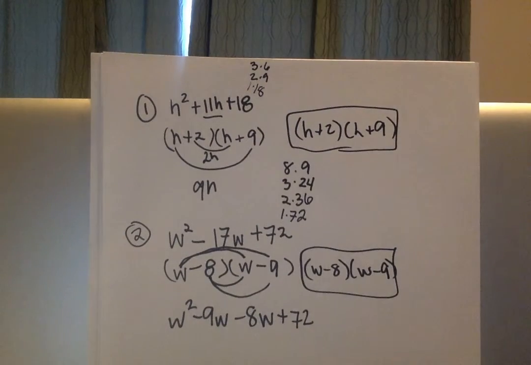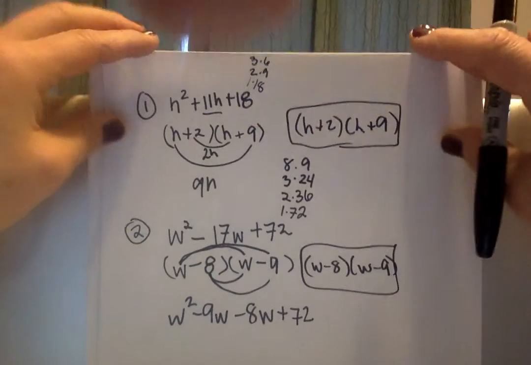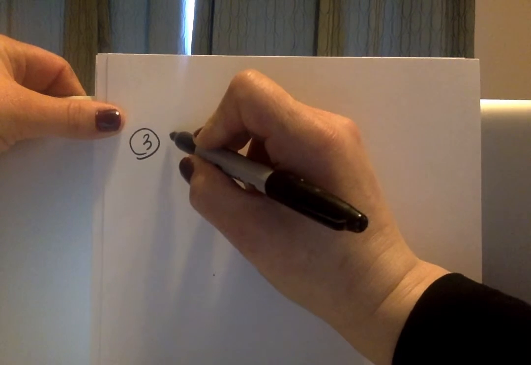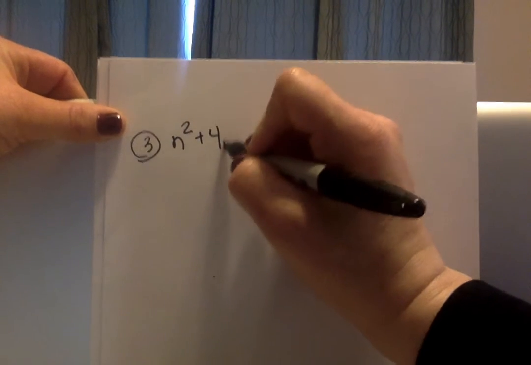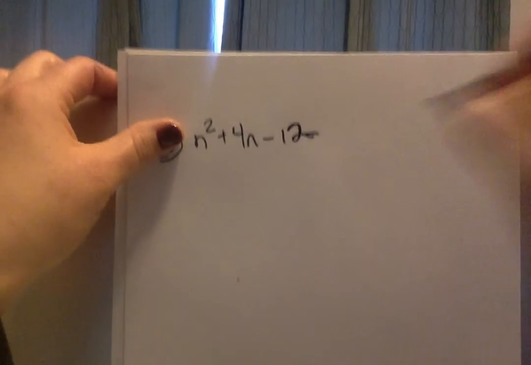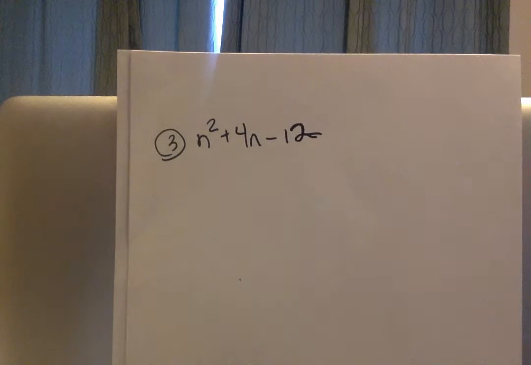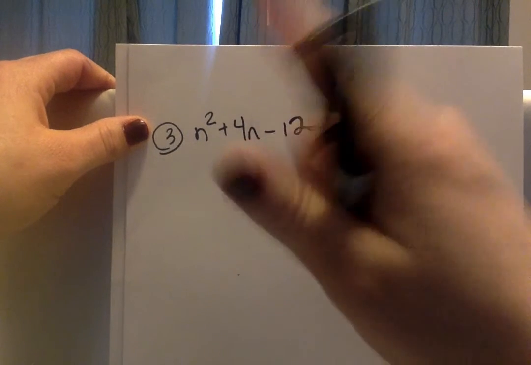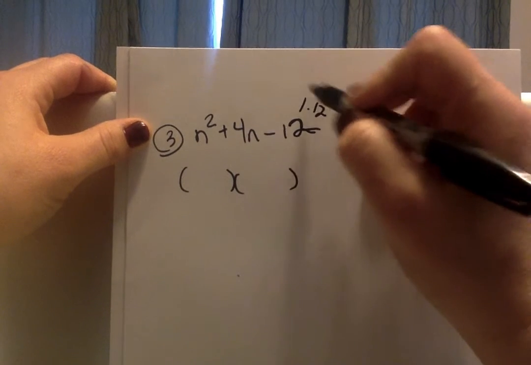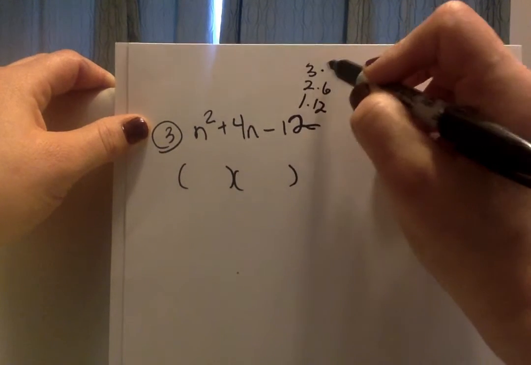Okay, so next problems. This one we didn't get to on notes, but we're going to do it when there's a negative sign at the end. So for number 3 on our notes today, we're going to have n squared plus 4n minus 12. And from there, this is a 12, sorry, it's kind of messy. Okay, so from there, what we have to know is this is a negative sign. Okay, don't worry just yet. We have 1 times 12, 2 times 6, 3 times 4.